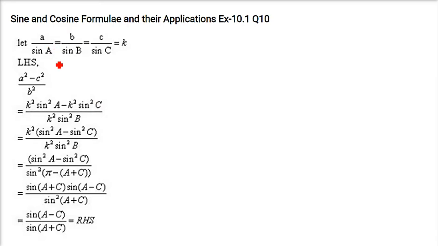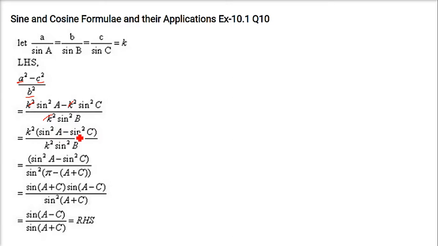Now here we have a square minus c square by b square. So when you have this sine rule, just put a as k sin a, c as k sin c, and b as k sin b. So what do you get? Just square them. This k square gets cancelled.